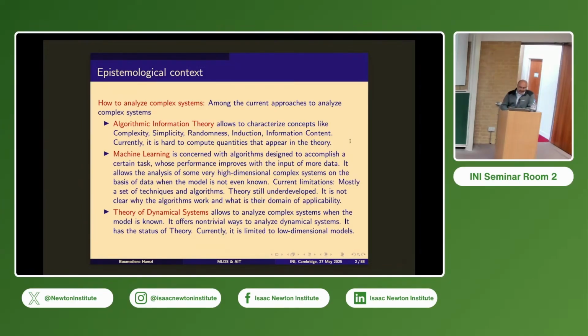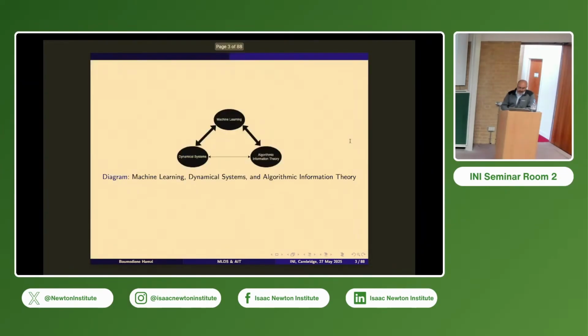The most classical theory to analyze complex systems is the theory of dynamical systems, which was mostly formalized by Poincaré and Lyapunov in the late 1800s. It allows us to analyze complex systems when the model is known, and it offers non-trivial ways to analyze them. It has the status of a theory, but it is currently limited to low-dimensional models and some infinite-dimensional systems. So the suggestion here is to try to see how to develop a framework where the three areas interact.